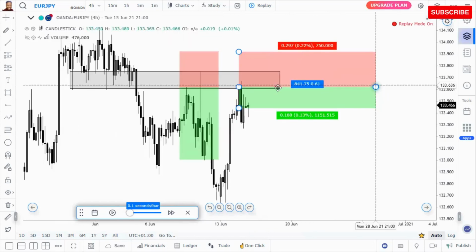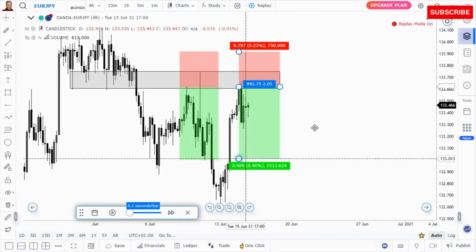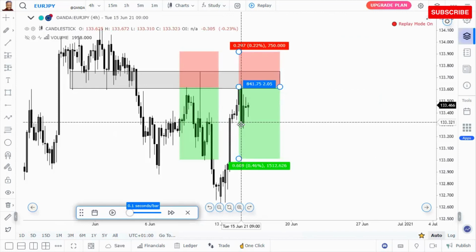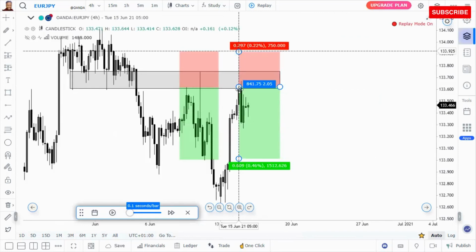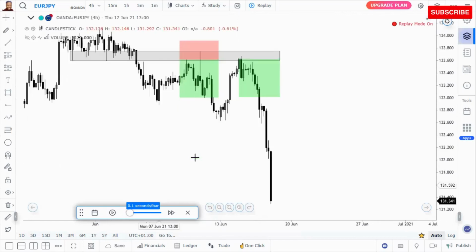Remember, guys, you always take partials. Always take partials. All right. So at this point, my partial will be 1 to 1R. I've already taken partials here. So my stop loss will be at break even. Then let's see where the price goes from here. Good. It goes straight to TP.